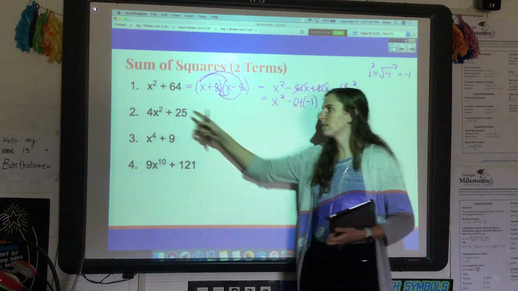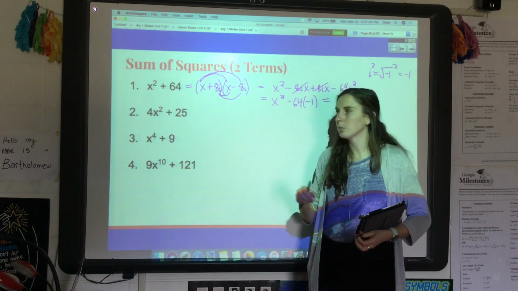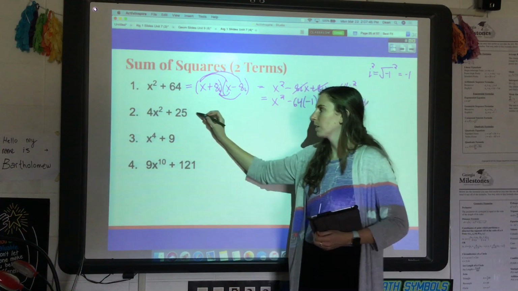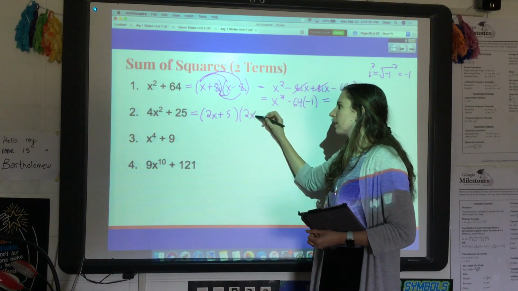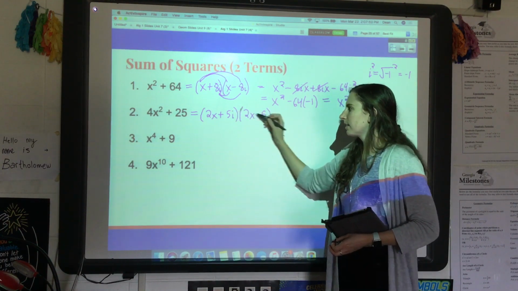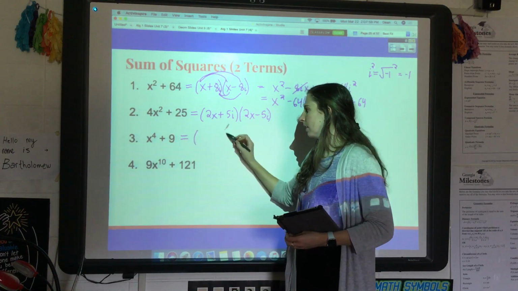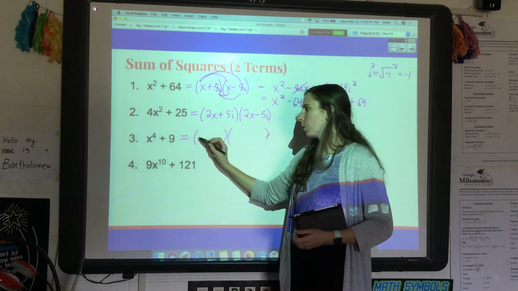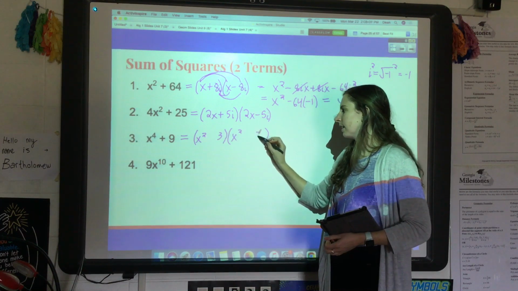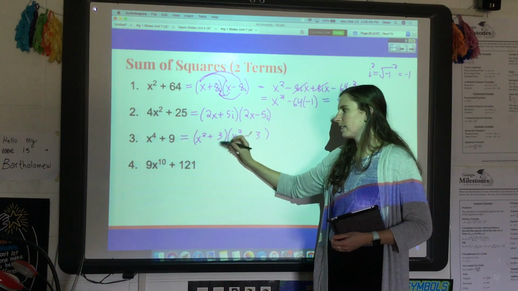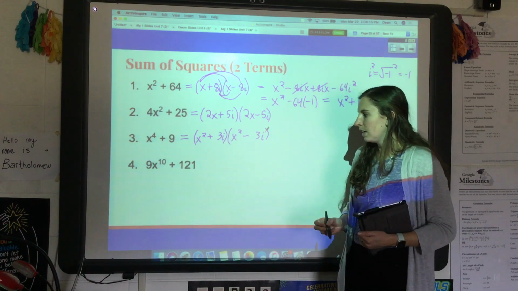So if it's ever the sum of two perfect squares, you factor it the same way as before with the difference of two squares, but again, just put i's on the end. So like this one would be 2x plus 5i and 2x minus 5i, but just put i's after the 5. On this one, the square root of x to the 4th is x squared. Square root of 9 is 3. Make one plus, make one minus, and since it was a plus, not a difference, I'll put i's on the end.